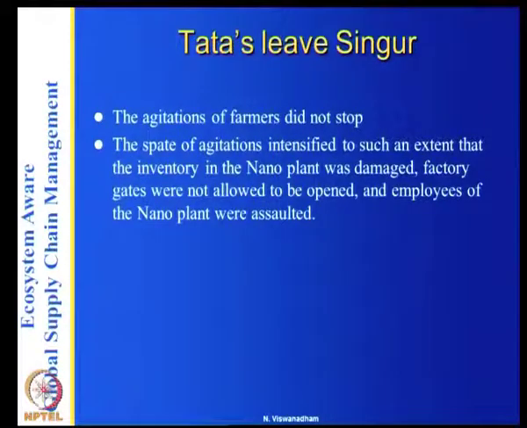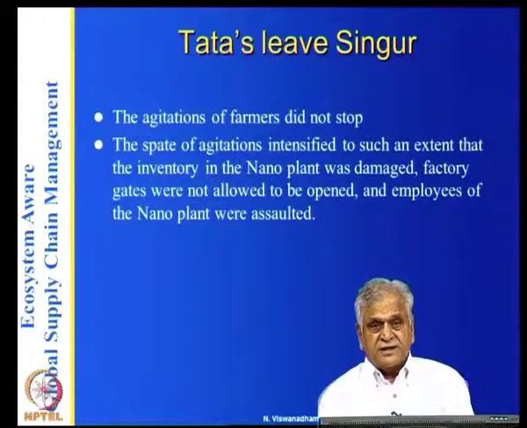The spate of agitations intensified to such an extent that the inventory in the Nano plant was damaged, factory gates were not allowed to be opened, and employees of the Nano plant were assaulted. So there were opposition party members and farmers sitting on hunger strike, sitting in front of the gate. They were not allowing everybody. If anybody wanted to enter the plant, they were assaulted.